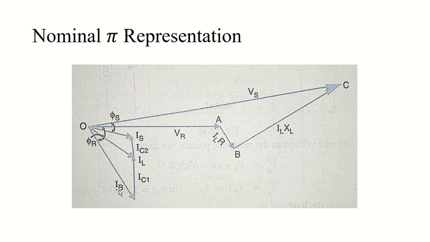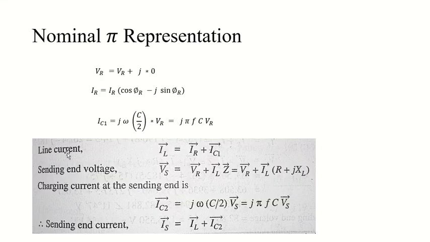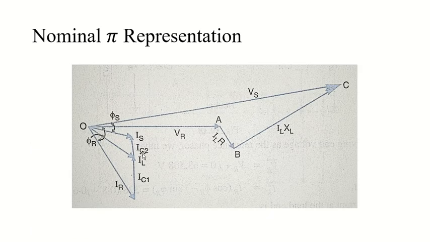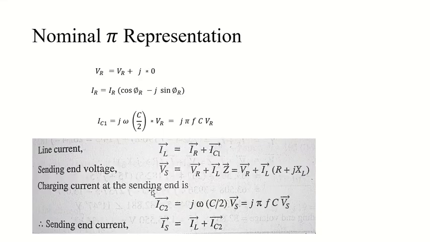It will be made up of two components, a cosine and a sine component, so we will just divide it. IR will be IR cos phi r minus IR into j sin phi r. We take IR out and we are left with IR equals IR times (cos phi r minus j sin phi r), because it is neither parallel nor perpendicular to my reference axis, which means it will have both cosine and sine components, right?